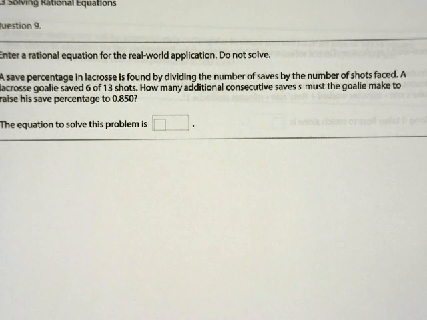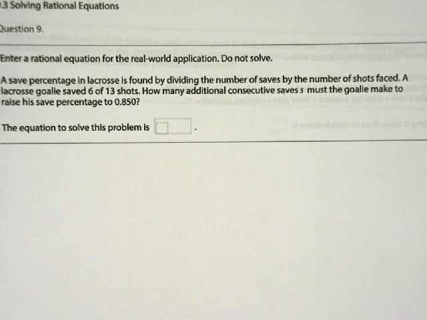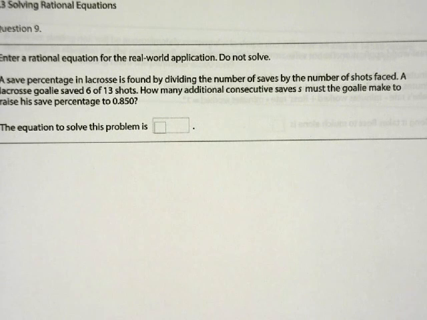Now here's where you can find a rational equation. If you happen to be a lacrosse player, you have a save percentage they keep on you. They find the save percentage by dividing the number of saves you have by the number of shots you face. So the lacrosse goalie saved 6 out of 13 shots so far this season. How many additional consecutive saves, using the variable S, must the goalie make to raise his save average to the new percent? So 6 out of 13 isn't 85%, it's a little over half.